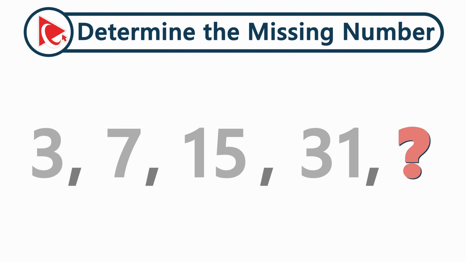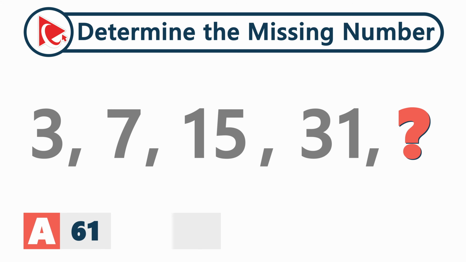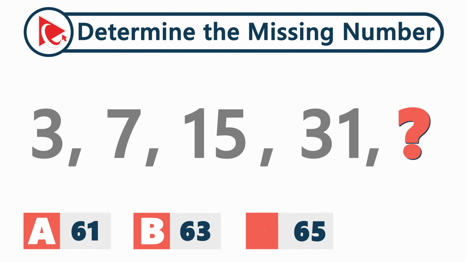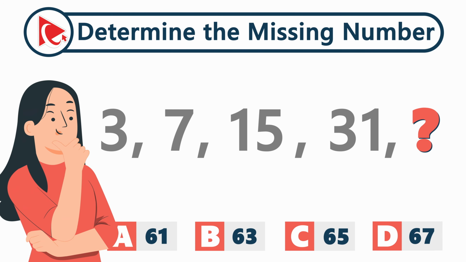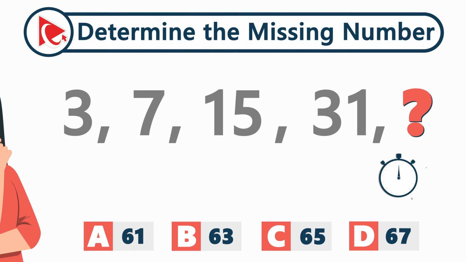You're presented with the sequence of numbers, and you need to determine the missing number. The numbers in the sequence are 3, 7, 15, 31, and then comes the missing number, which you need to determine and calculate and select out of 4 possible choices. Choice A, 61, choice B, 63, choice C, 65, and last but not least, choice D, 67. Here's the approach. Go at your own pace, just like you would do during the real test. And when you're finished, we'll review it together, and I'll walk you through the solution step by step.